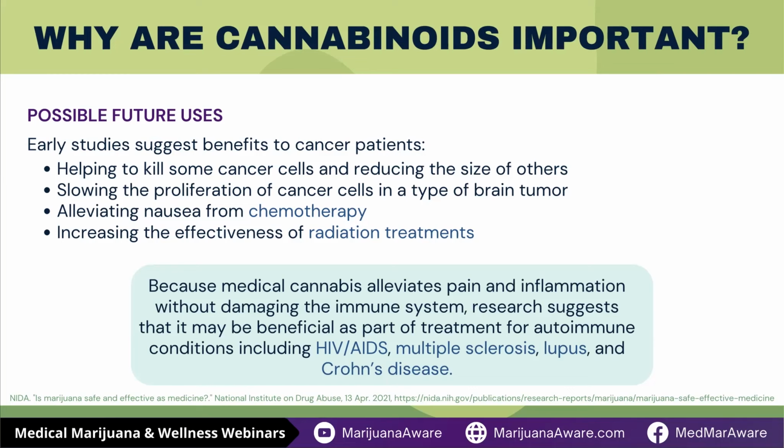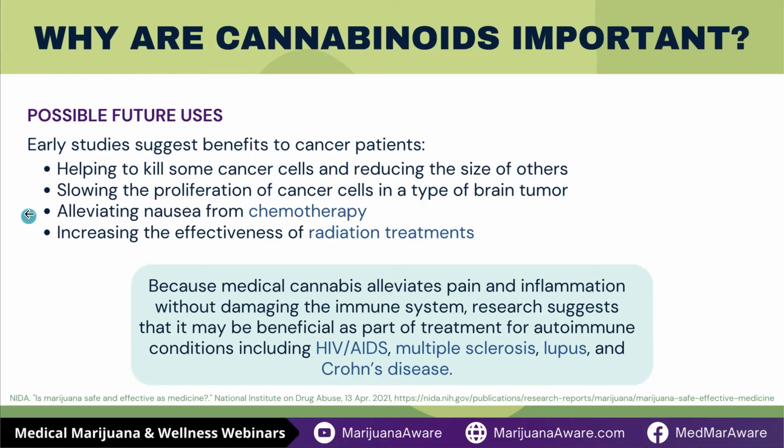So I say future use because it's illegal in the United States, but she's been able to identify, for example, that cannabis helps to put cancer in remission by reducing the size of the cancer cell, if not killing it. Yeah, and it's also been shown to help actually slow the proliferation of cancer cells in certain types of brain tumors as well.